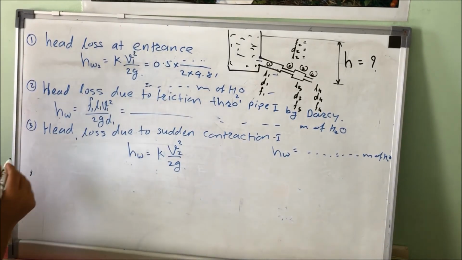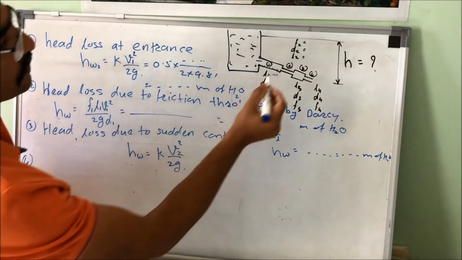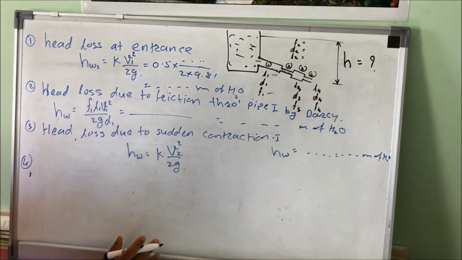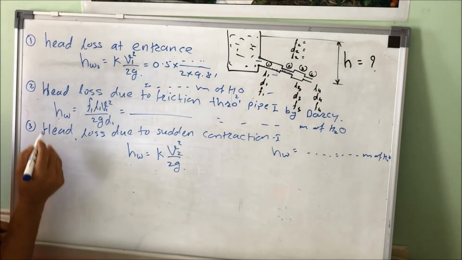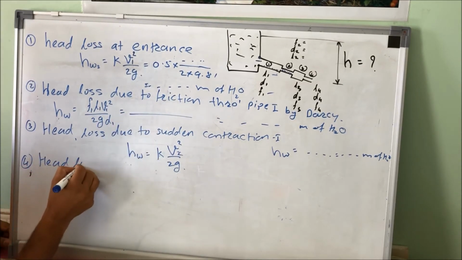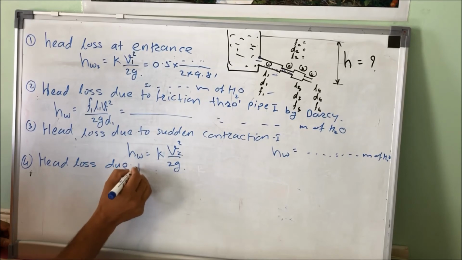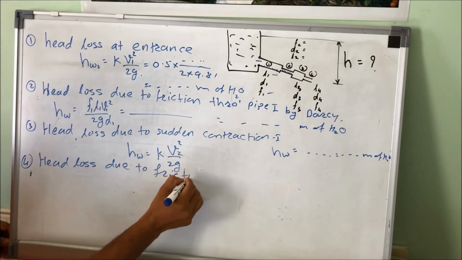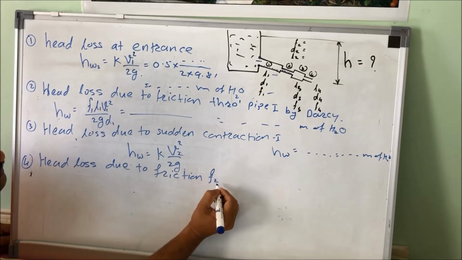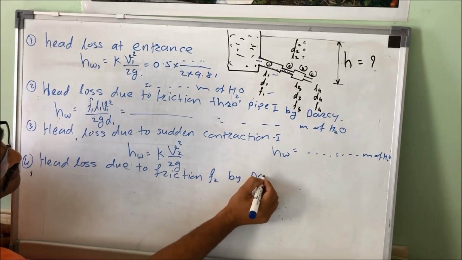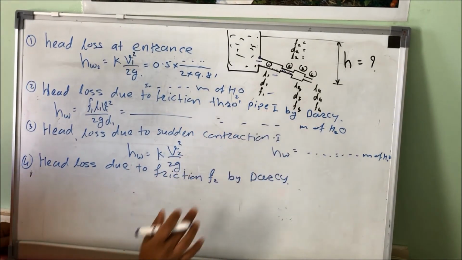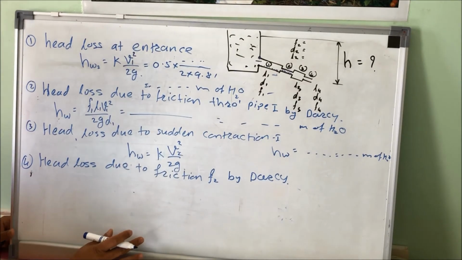Now number 4. So now we pass this. Now water will flow here. The pipe has friction F2. So head loss due to friction F2 by Darcy. I will not write through pipe 2 because F2. This was through F1, so you can change here and write f by Darcy.